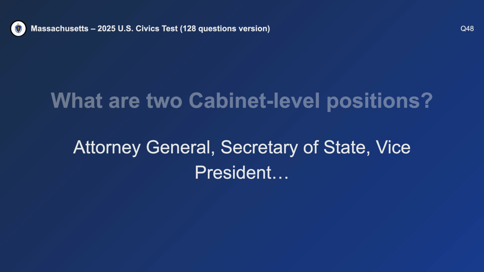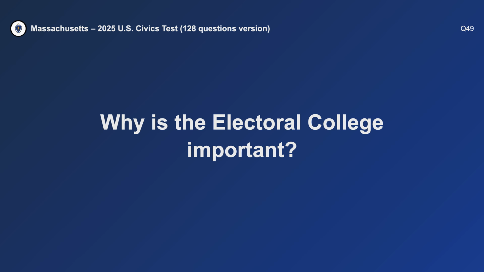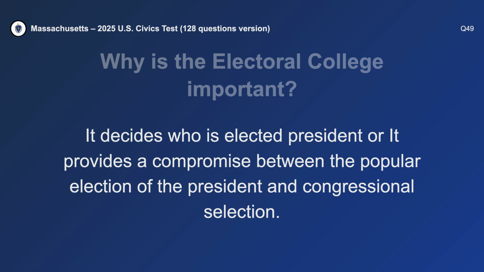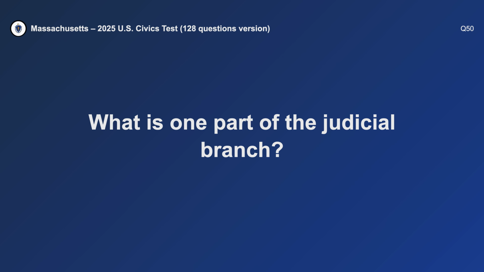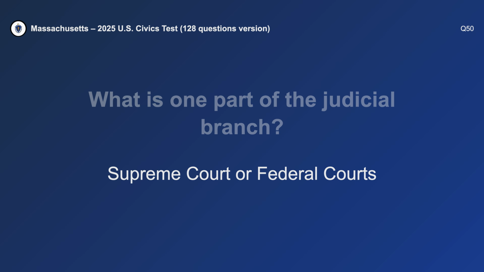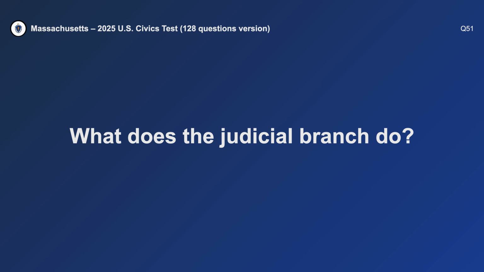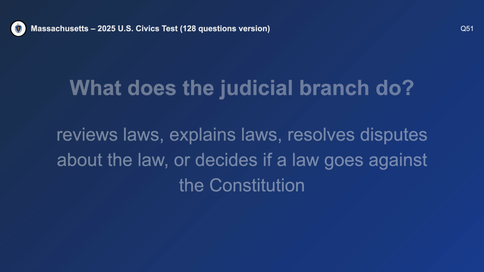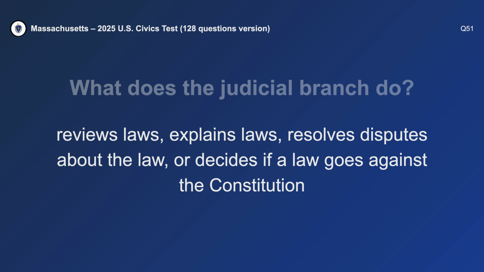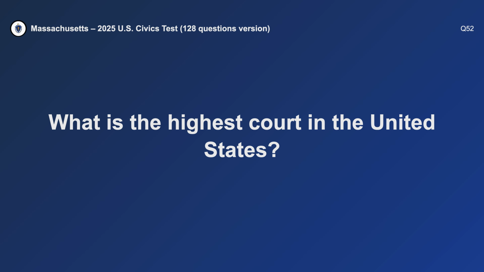What are 2 cabinet-level positions? Secretary of State and Vice President. Why is the Electoral College important? It decides who is elected president. What is one part of the judicial branch? Supreme Court. What does the judicial branch do? Reviews laws.